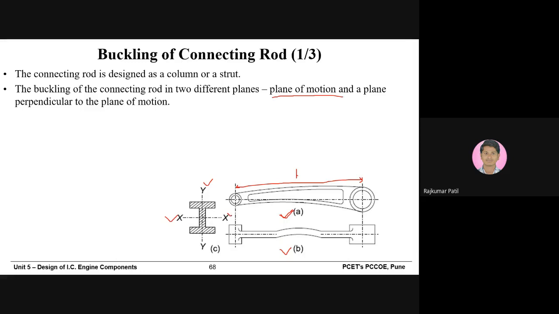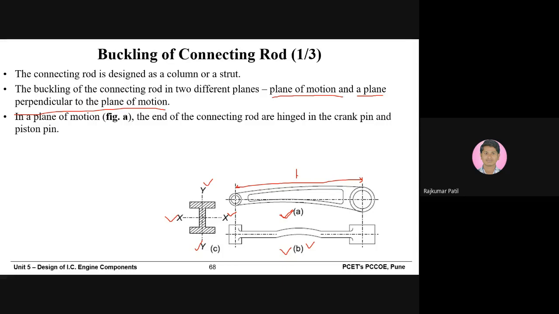Generally that plane is considered as xx, and the second plane is the plane perpendicular to the plane of motion, which you can see in figure B, and it is on axis y. So these are the two planes in which buckling may take place, and as a design engineer you need to find out in which plane more buckling takes place and, based on that, decide the design strategy.